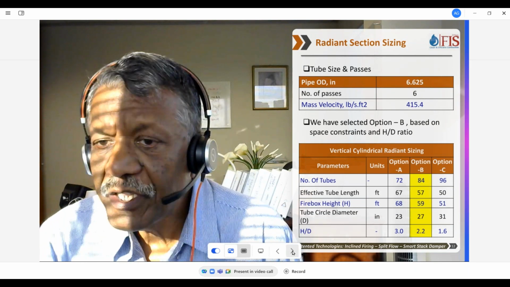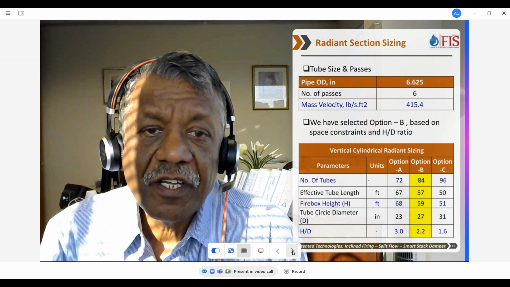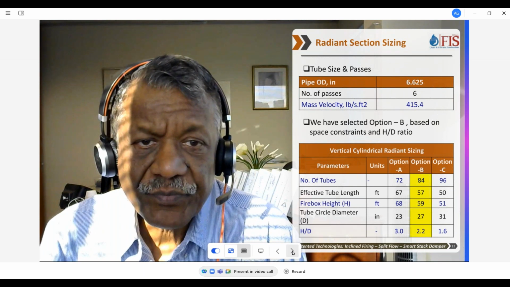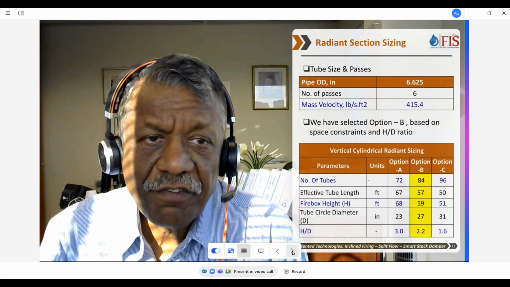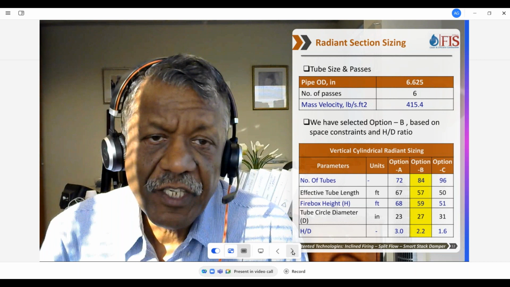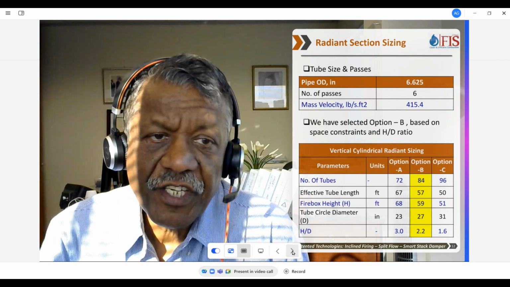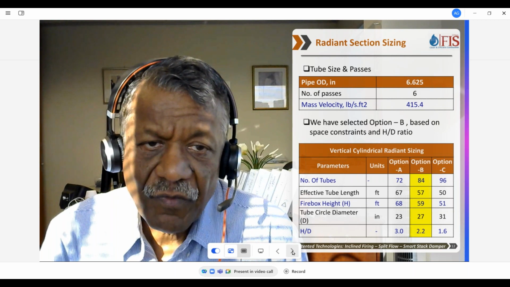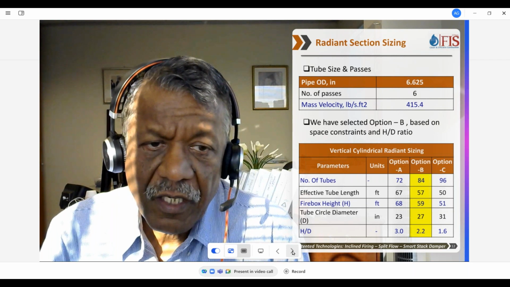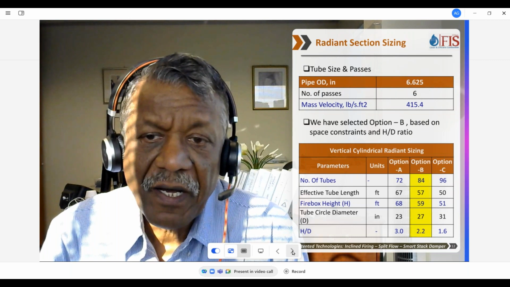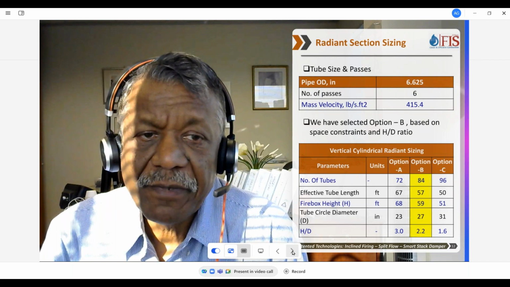And while doing this, we selected 6 passes of 6-inch NPS tube size, or 6.625 OD. And our mass velocity, what we calculated, is about 14,400 or so. This coil sizing and number of passes is determined by the pressure drop.